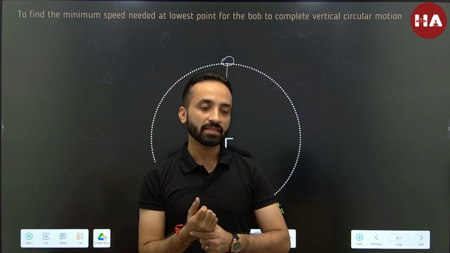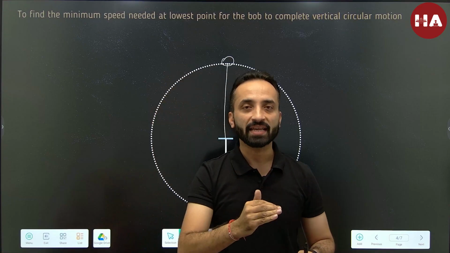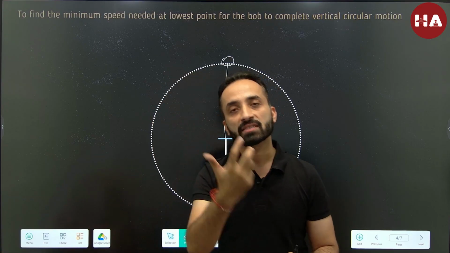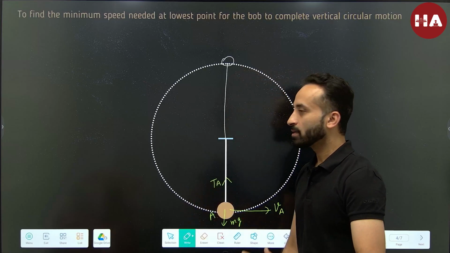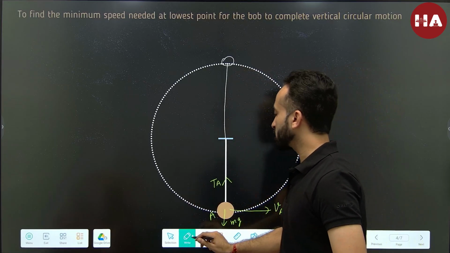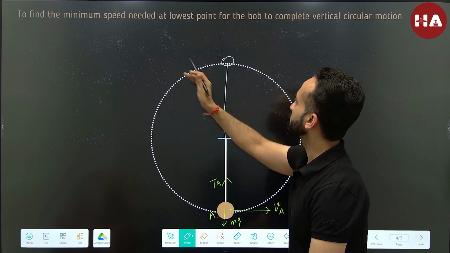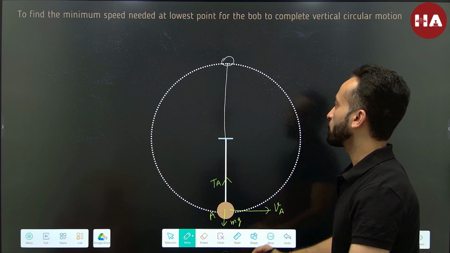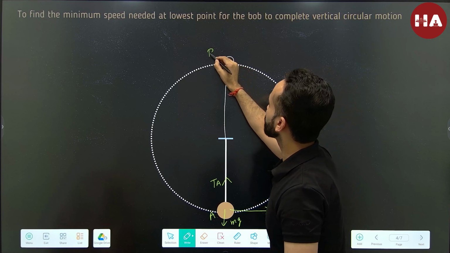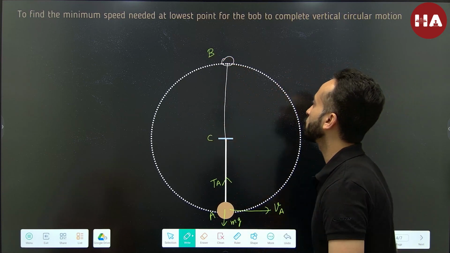So now what is the problem in completing circular motion? The answer is, the string can slack. If the velocity becomes less, then the string can slack. The tension in the string can become 0. So to ensure that it completes the circular motion, we have to ensure that it goes past the highest point without any problem. So can we call this point B? Of course we can. Let's call this C because it's the center of the circular motion.